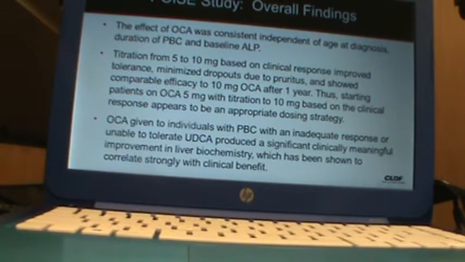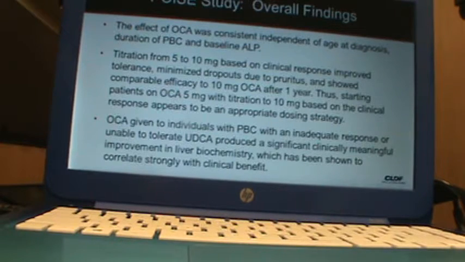Overall findings of this study: the effect of obeticholic acid was consistent, independent of age, the diagnosis, duration of PBC, and the baseline alkaline phosphatase. Titration from 5 to 10 milligrams based on clinical response improved tolerance, minimized dropout due to pruritus, and showed comparable efficacy to 10 milligrams of obeticholic acid after a year. Thus, starting patients on 5 with titration to 10 based on the clinical response appears to be an appropriate dosing strategy.